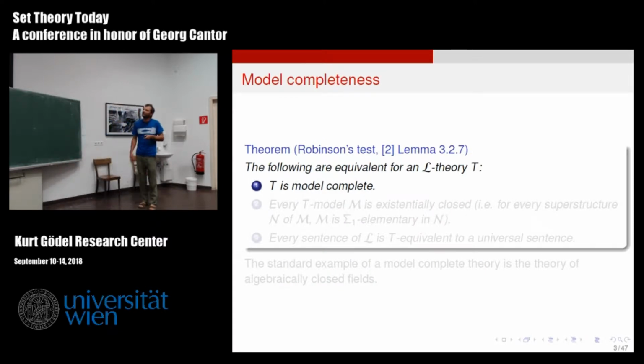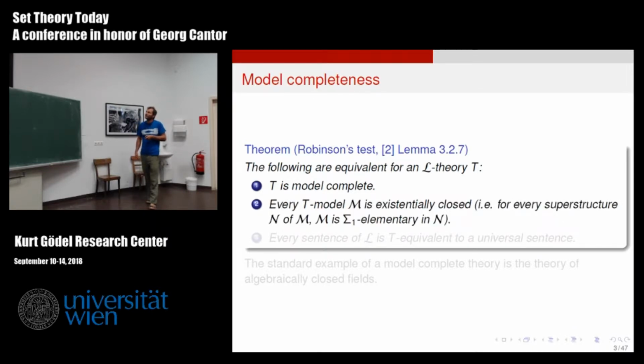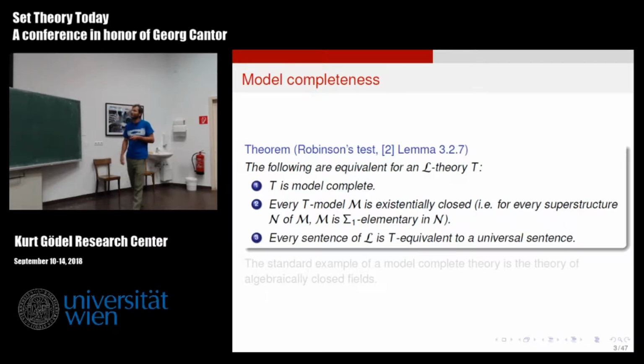And these are key characterizations of model completeness. Okay, so a theory is model complete if and only if every model of T is existentially closed. This means it's a sigma 1 substructure of any of its superstructures in the same language. And the other fact is that whatever sentence you take, you don't have quantifier elimination, but you can eliminate all quantifiers up to a universal quantifier. So it's not quantifier free, but almost quantifier free. Okay.